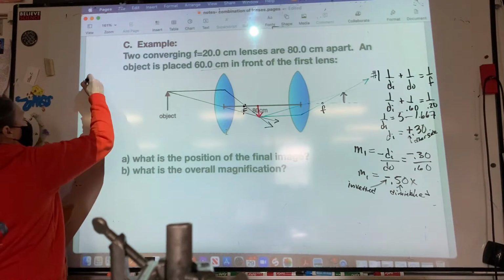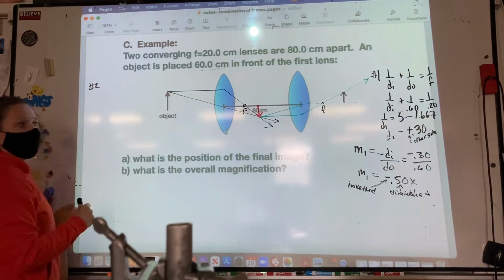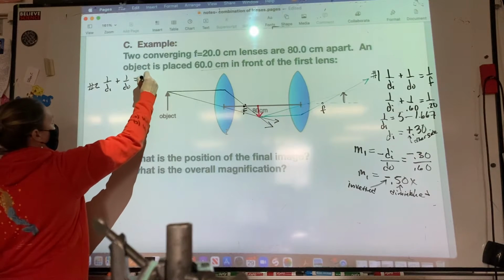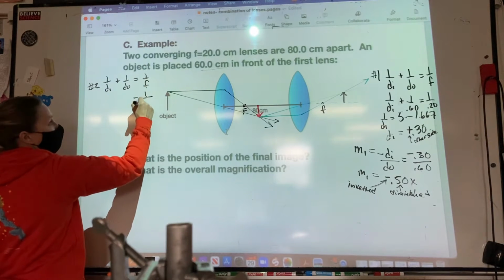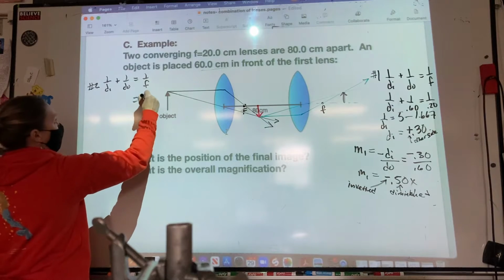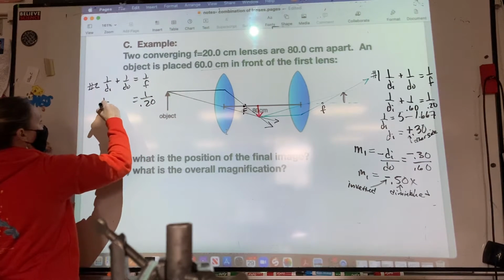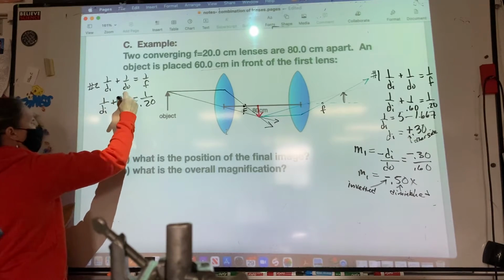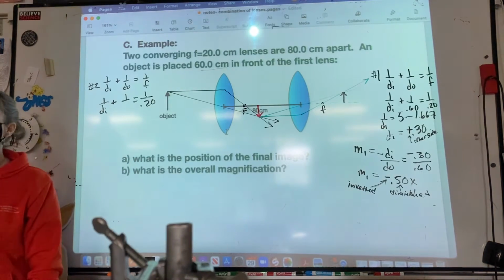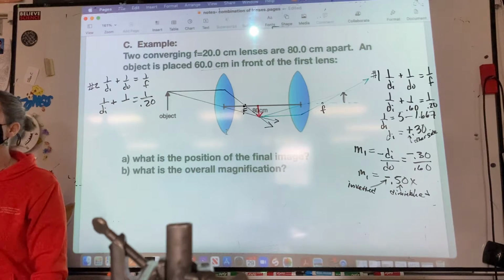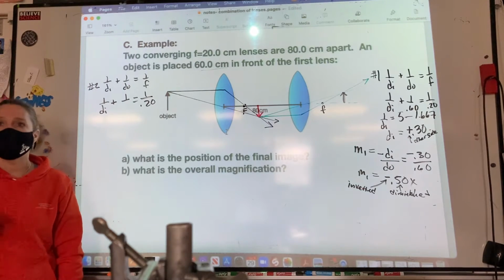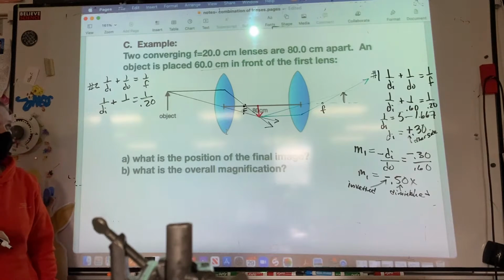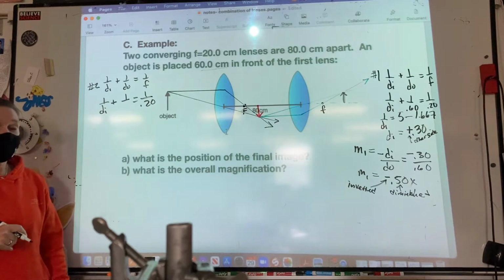I'm going to now run this all again. 1 over di plus 1 over do equals 1 over f. My f is the same, 0.20. I'm looking for di of the second lens and of the whole thing. What do I plug in for my distance of my object? Everyone stop and think. I need a number, yep.